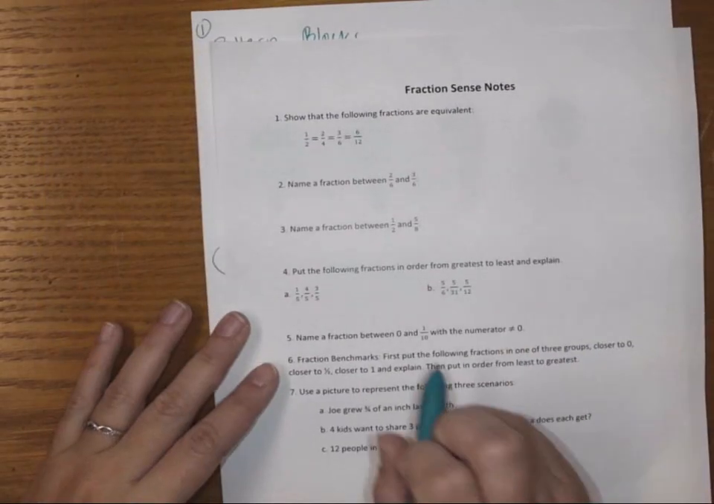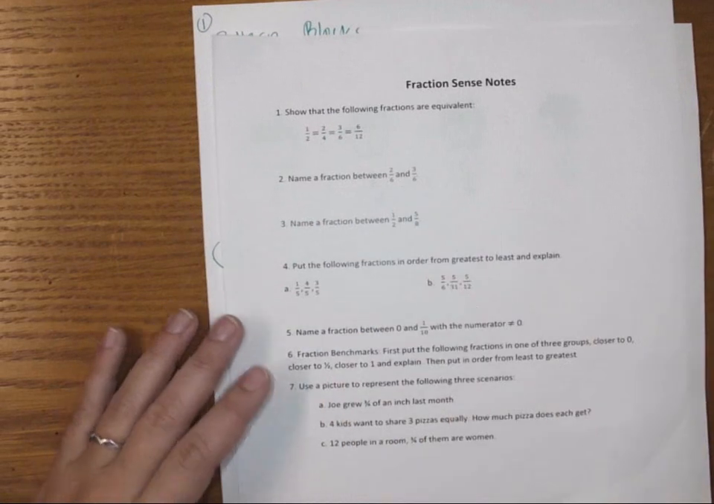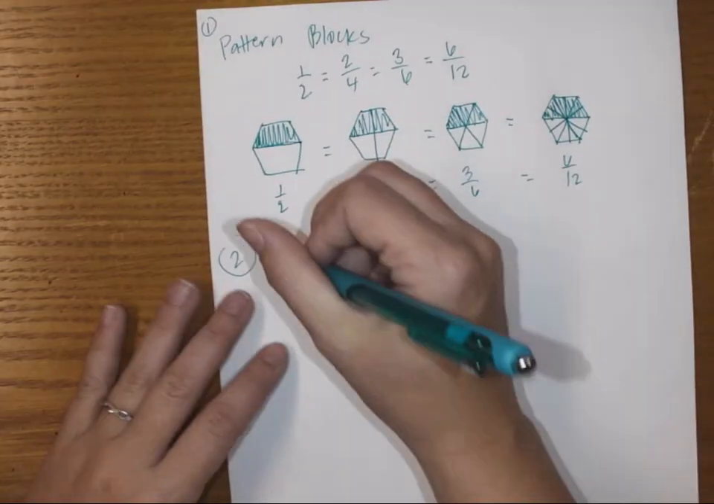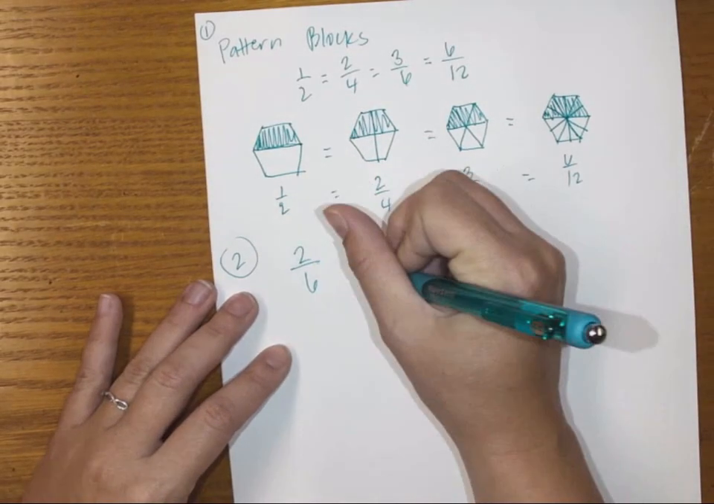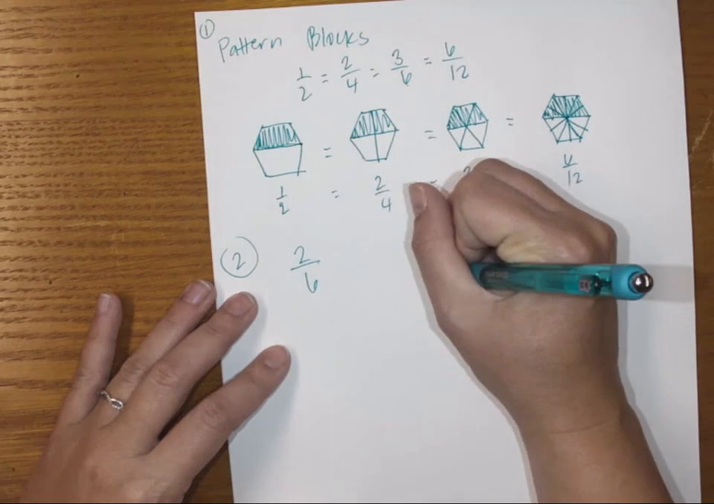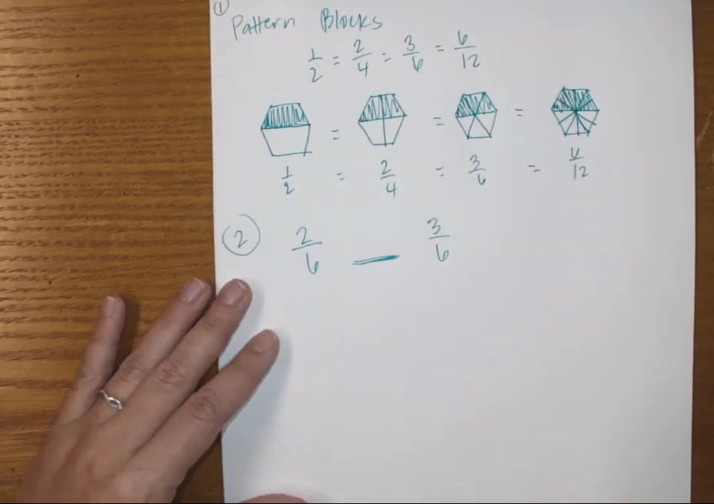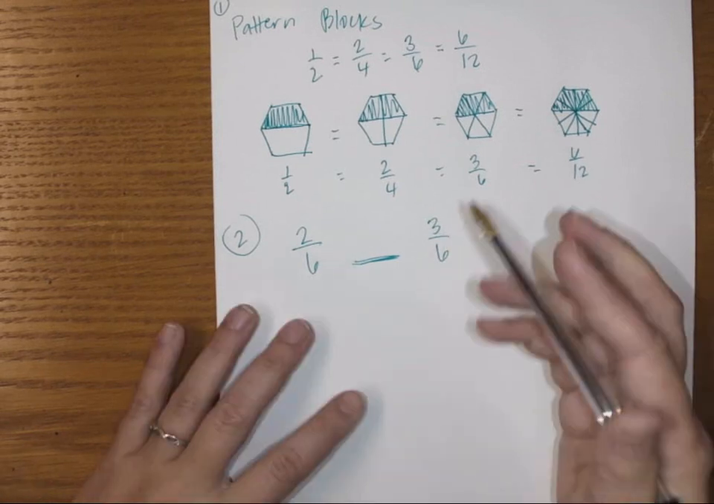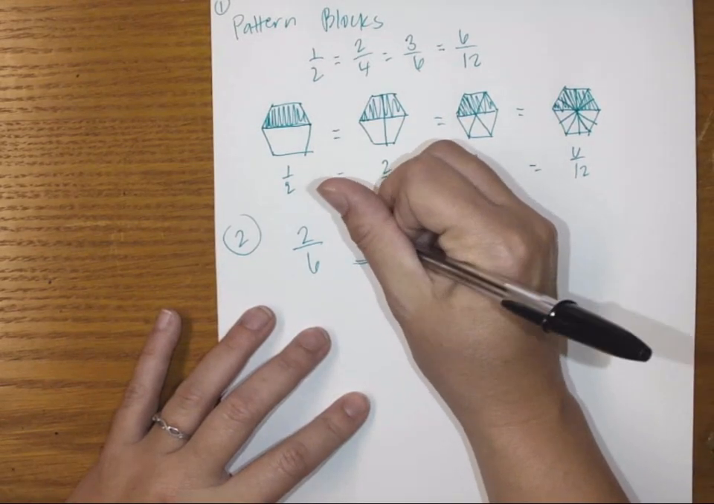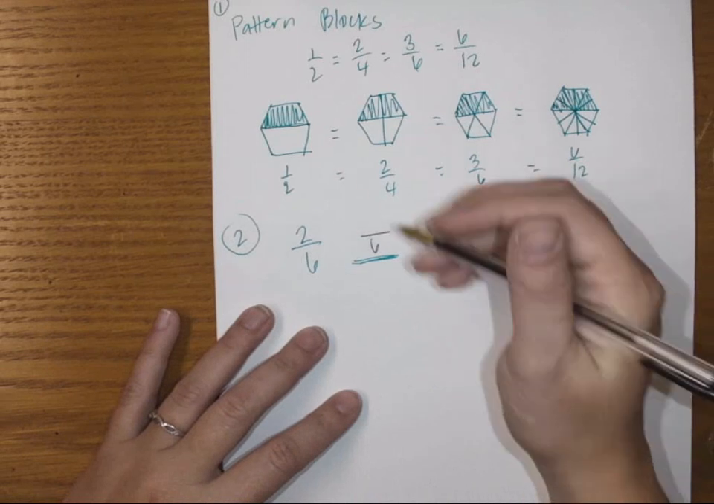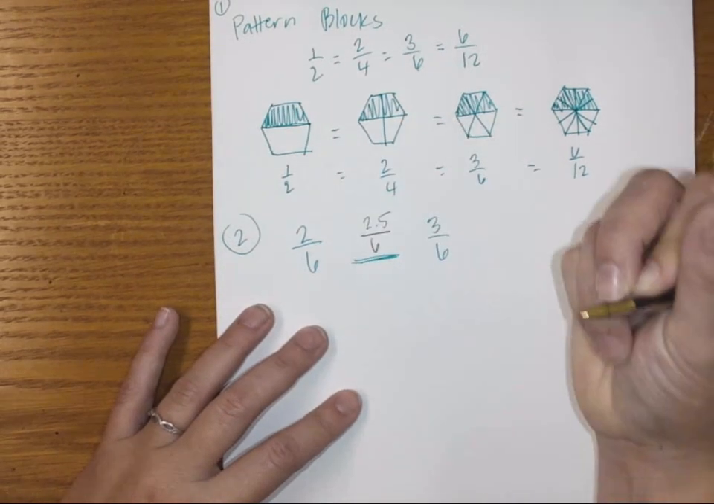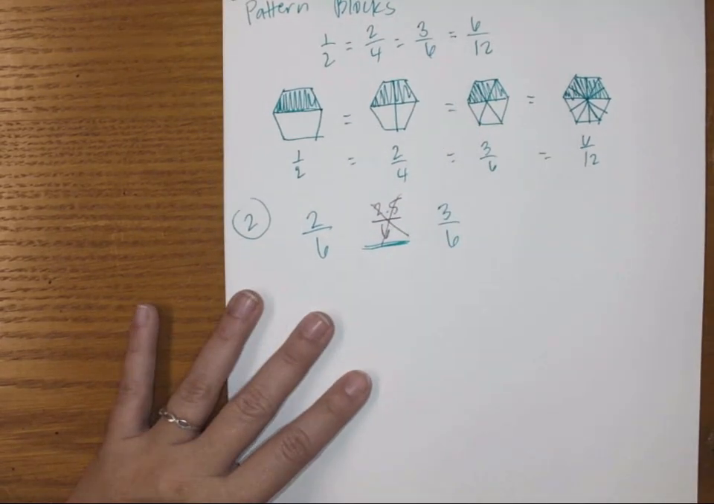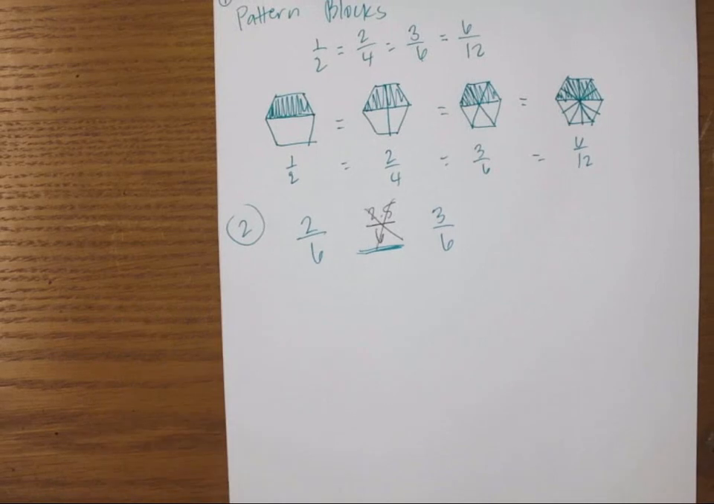The next problem says name a fraction between 2/6 and 3/6. So I need to find some fraction in between 2/6 and 3/6. So thinking of a fraction in between 2/6 and 3/6, I guess you could think, well, if I still wanted to keep my 6 on bottom, what's the number between 2 and 3? 2.5, but that's kind of yucky. We don't want to do decimals within fractions. Or 2.5/6 is a fraction within a fraction, which is even worse.